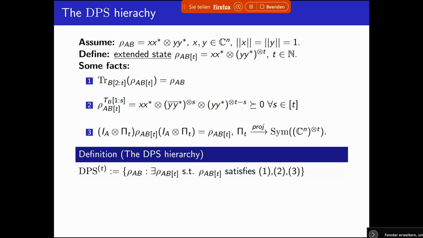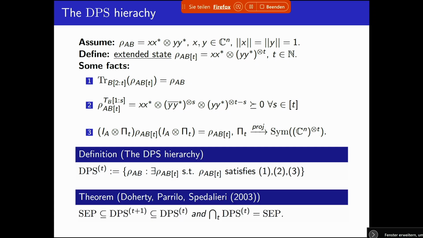There's a common point of confusion when I try to explain the DPS hierarchy, so maybe I try to catch it immediately. What we did here was we took something which is separable, and then we formed the extended state out of that. But of course, our rho AB doesn't need to be separable. It can be any bipartite quantum state, and you're just asking, does such a bigger state exist satisfying these properties? For separable states, you have an algorithm for how to construct these.